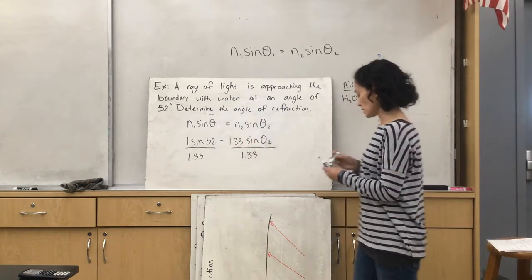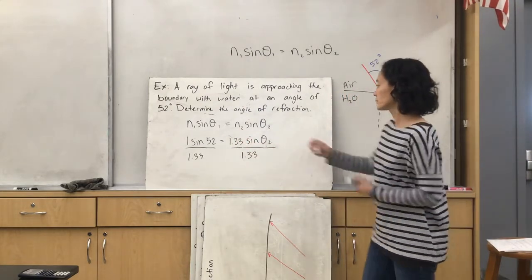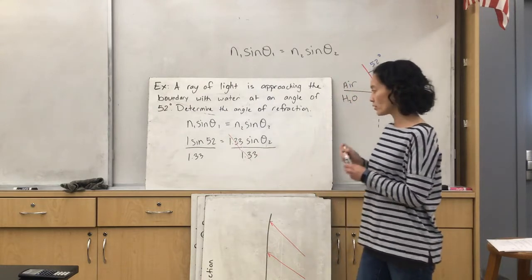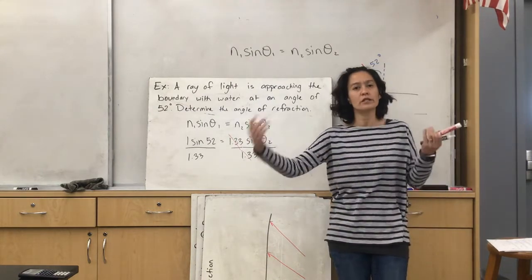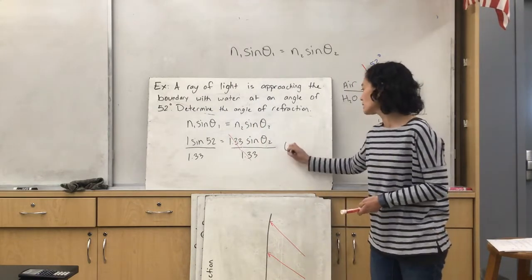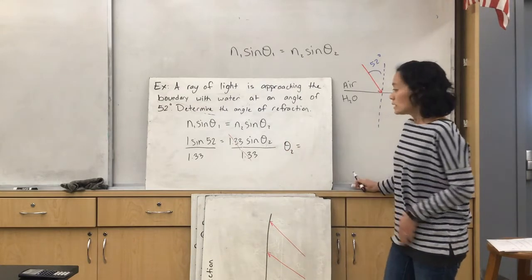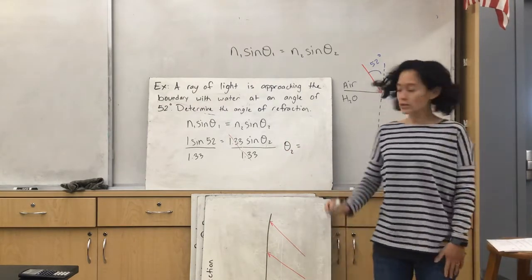Well, that's a terrible marker. And then you get a value for sine theta 2 equals some decimal, and then you would inverse sine that, and you get theta 2 is equal to, I got 36.33.